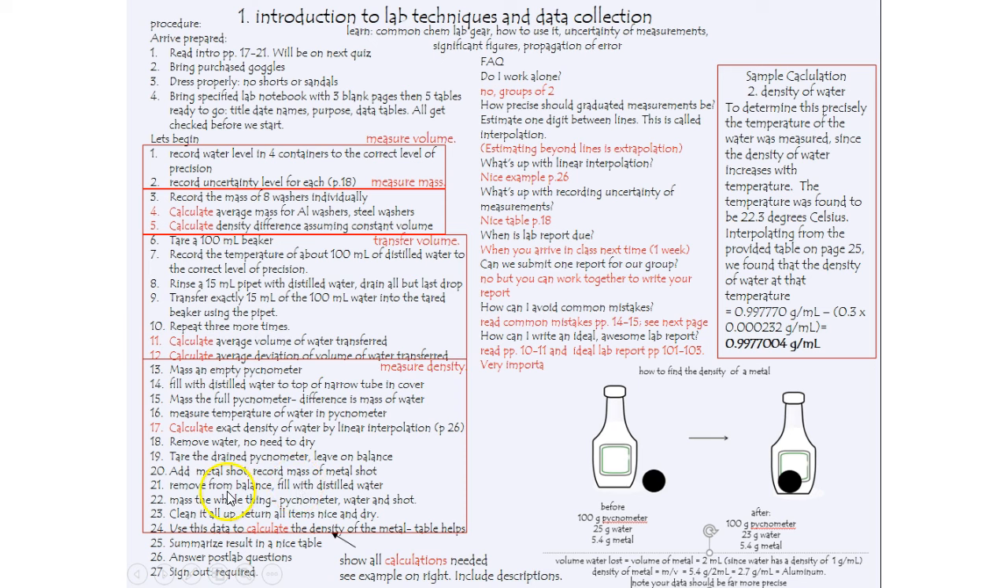Note that some of the volume is now due to the metal. Mass the whole thing, pycnometer, water, and shot, and we'll clean it all up, return all the items to dry, and we'll use all this data to calculate the density of the metal.